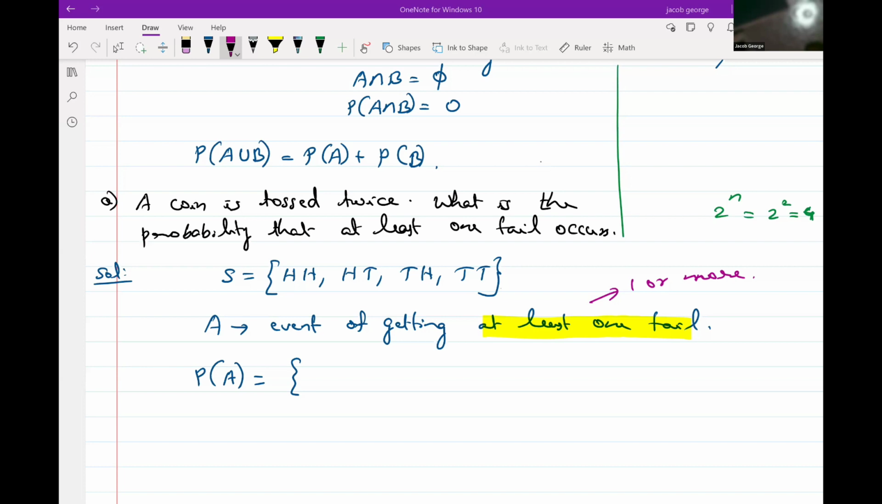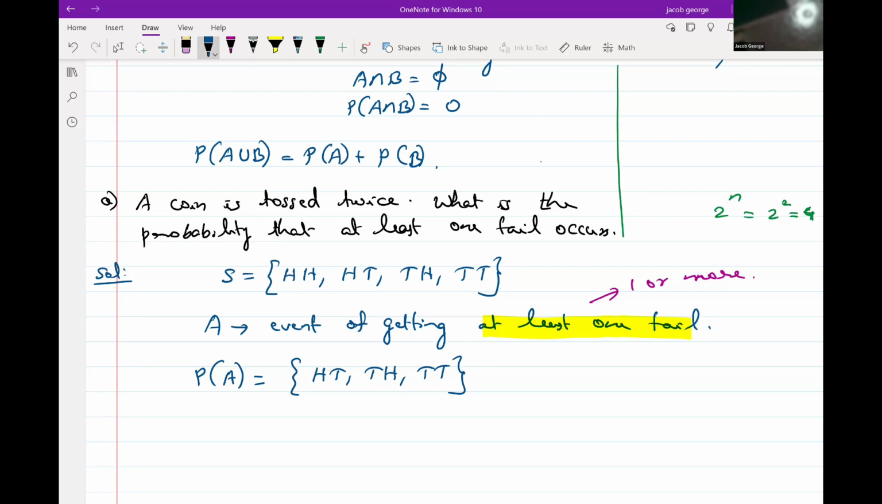So how do we calculate at least one tail? We will list out the outcomes. One tail cases are HT and TH. More than one tail, or two tails, is TT. Now let's list out the outcomes like this and we can easily write the probability.